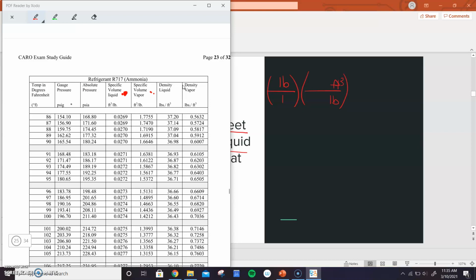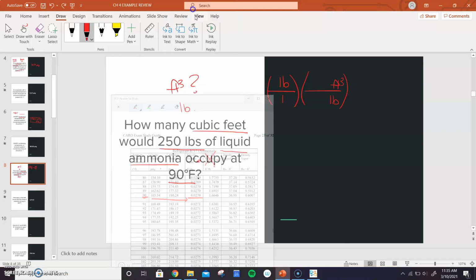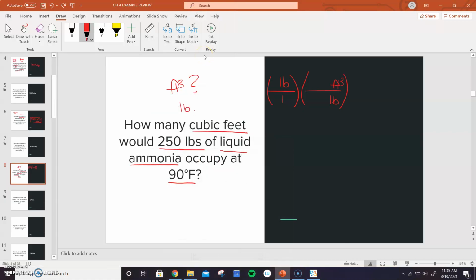Okay, important that we made that distinction because we are working with liquid. So this one doesn't matter. So 90 degrees Fahrenheit, we follow that over all the way to our specific volume of liquid column in cubic foot per pound, and it's 0.0270. Okay, so now all we have to do is fill in our equation here.